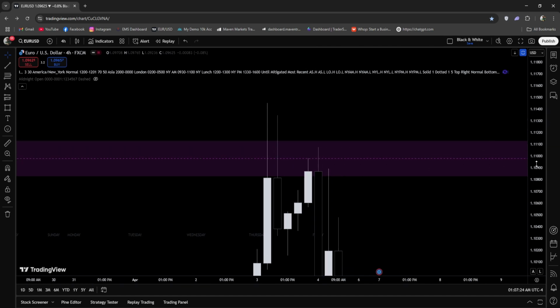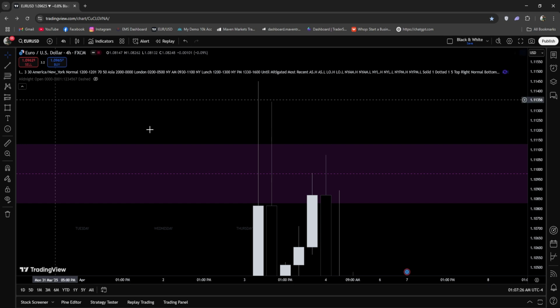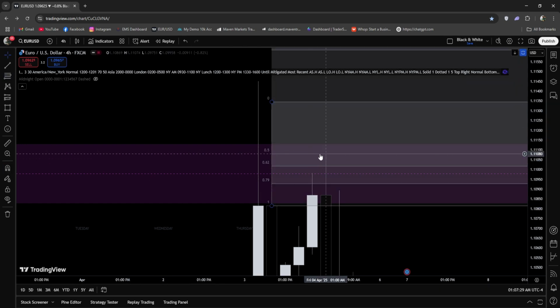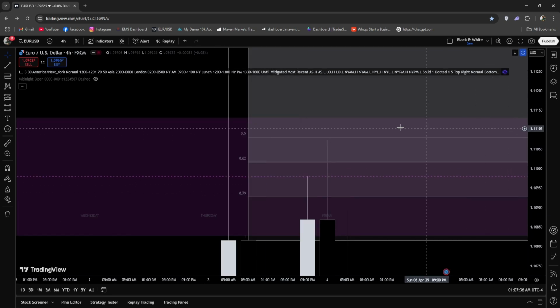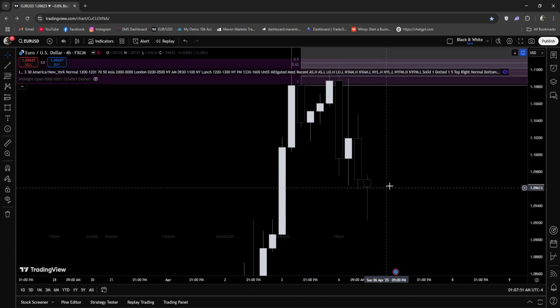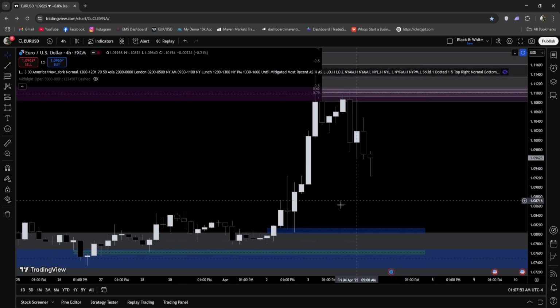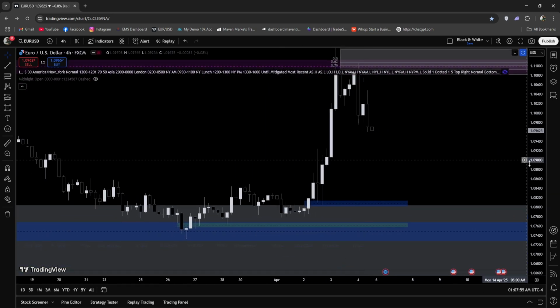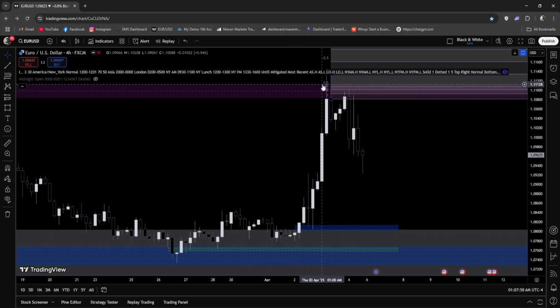And there is also another thing to be noticed right here. We have this wick, and look how this wick is respecting the consequent encroachment of this wick. Isn't it perfect, guys? Isn't it so perfect? And look at this wick respecting the midpoint of this daily fair value gap. So at this point it shows us that the market is going to go to the discount. Look at this expansion. This is such a long expansion, right?